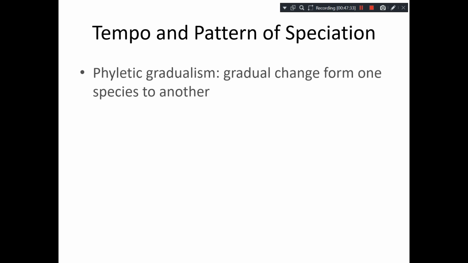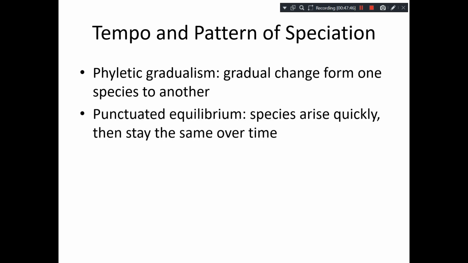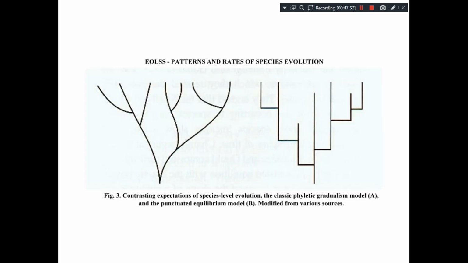So this is now talking about the tempo and pattern of speciation. One is phyletic gradualism, gradual change from one species to another. That is what we call gradualism. Punctuated equilibrium, as I have told you, is where species arise quickly and stay the same over time. So this is the difference between gradualism and punctuated equilibrium.